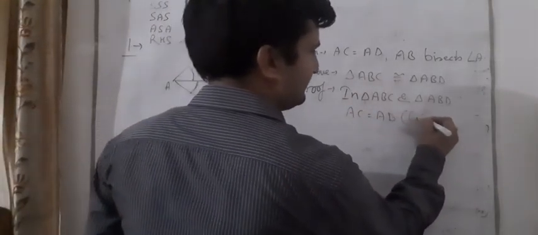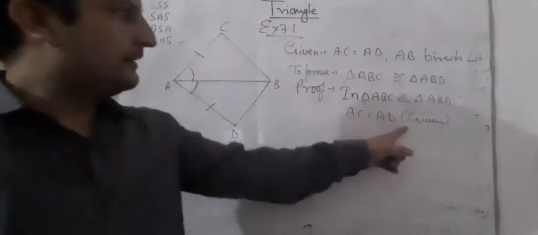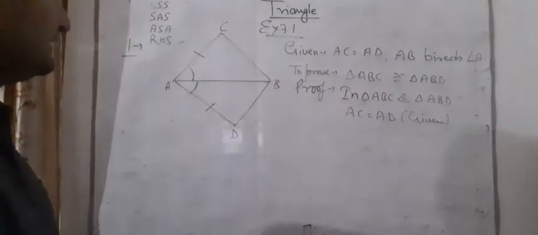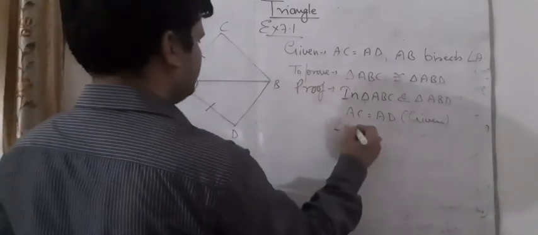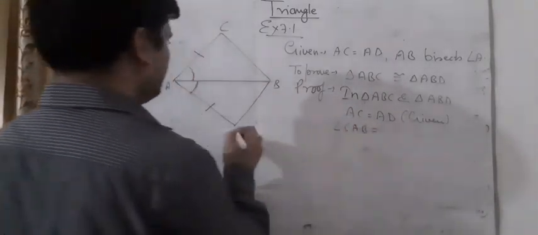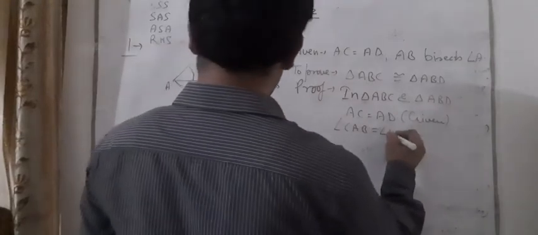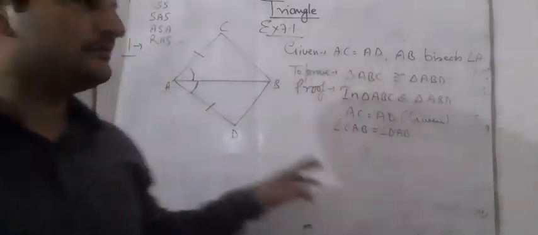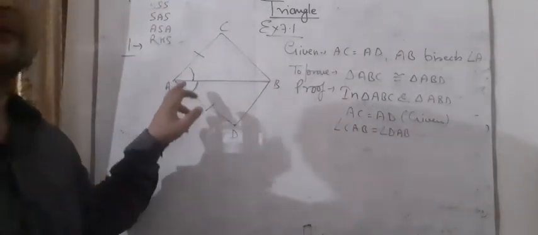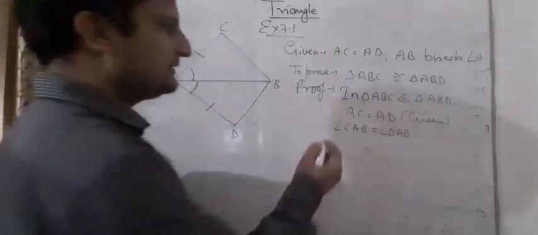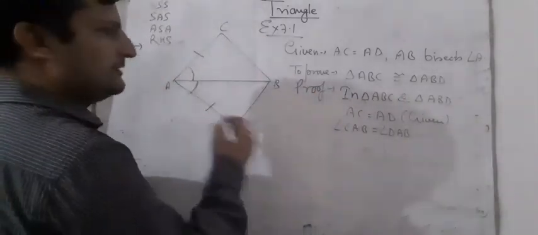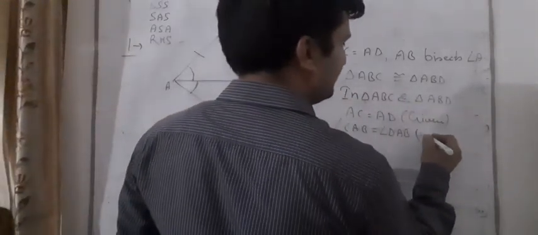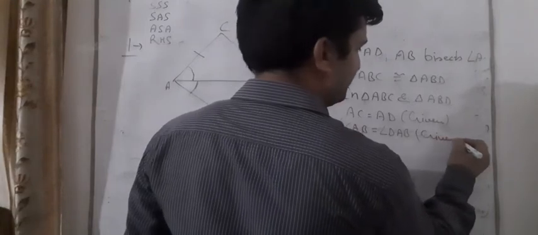It is given, so we will write it here in a small bracket. AC is equal to AD, it is given, and angle CAB is equal to angle DAB. It is given or not, students? Because it is given that AB bisects angle A. I told you that these two angles will be equal. So angle CAB is equal to angle DAB, because you can write it also given.